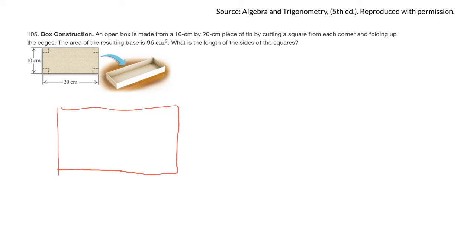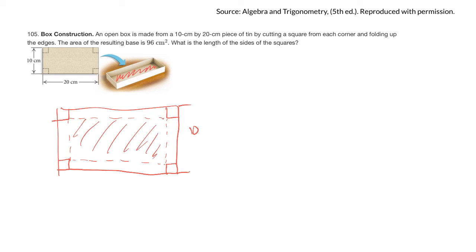I've got some tin. And then they cut corners in it. Okay. And then they fold this up. And they fold this up. Fold that and fold that up to make a box. And then they probably welded the corners. Okay, but this distance from there to there, they say is 10. But then they say the area of the resulting base, that's just the base in the middle. It's not the side stuff, so it's just this piece in here, they say is 96.